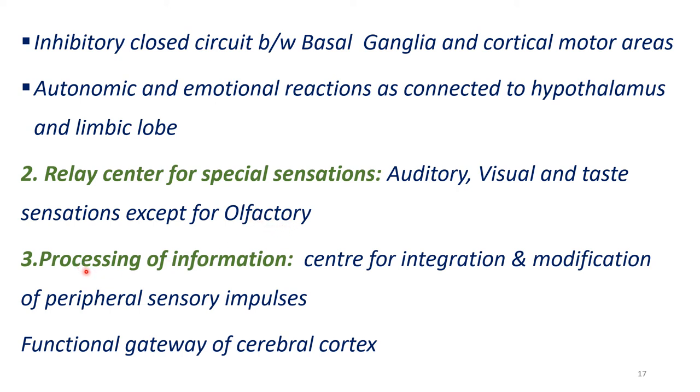Then the third function is processing of information. The thalamus is not only a great relay center, but it is also a major center for integrating and modifying the peripheral sensory impulses. They are projected to the specific areas of the cerebral cortex, where the processing of some sensory information occurs. So the thalamus is sometimes thought to be the functional gateway of the cerebral cortex.